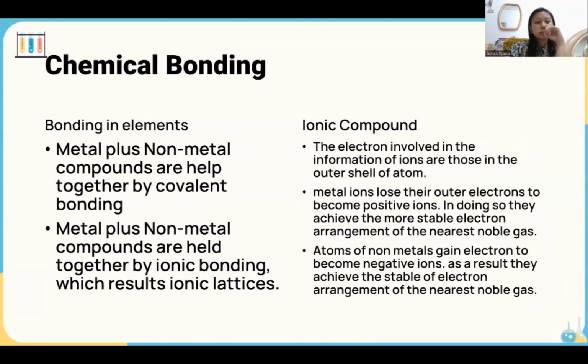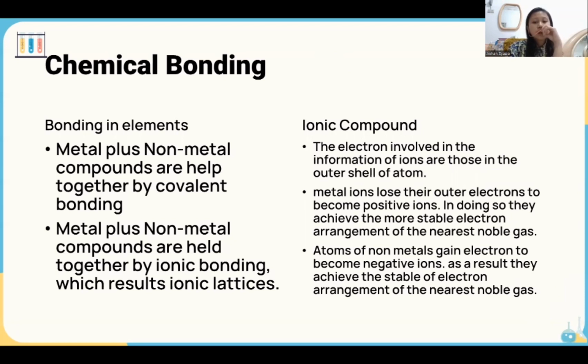Next, bonding in compounds. Non-metal plus non-metal compounds are held together by covalent bonding. Metal plus non-metal compounds are held together by ionic bonding, which results in an ionic lattice. Now let's go to the ionic compound. The electrons involved in the formation of ions are those in the outer shells.